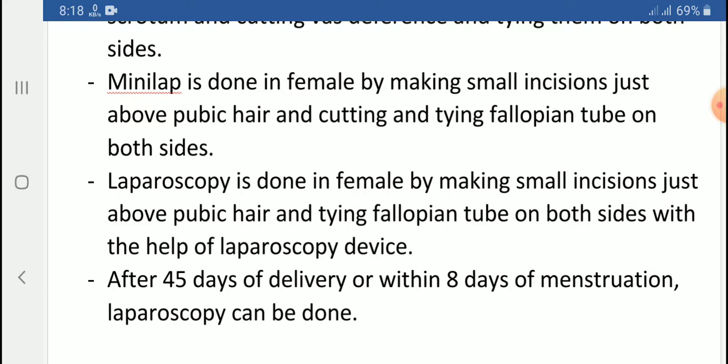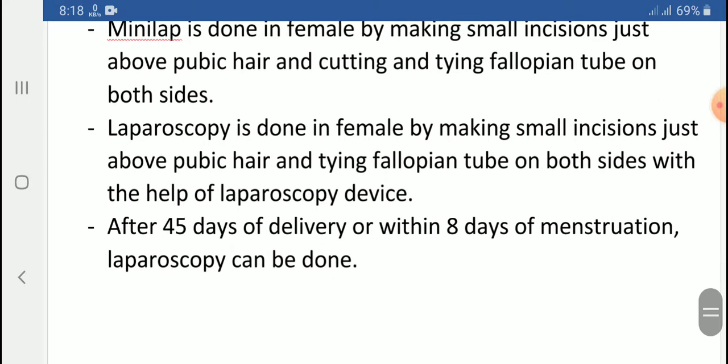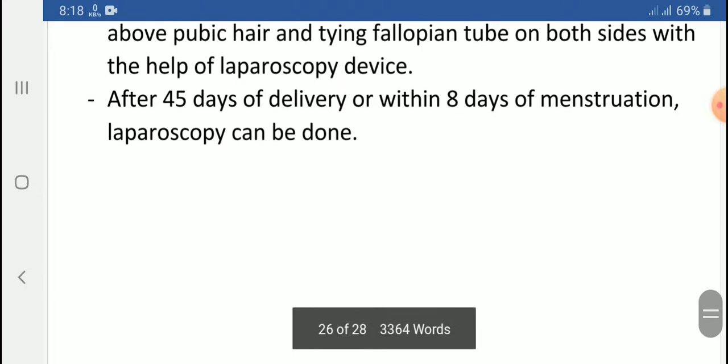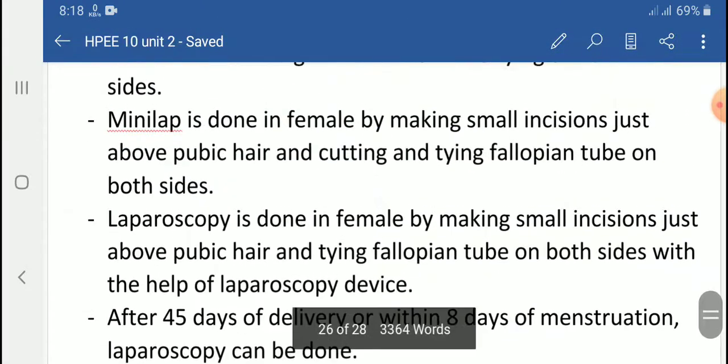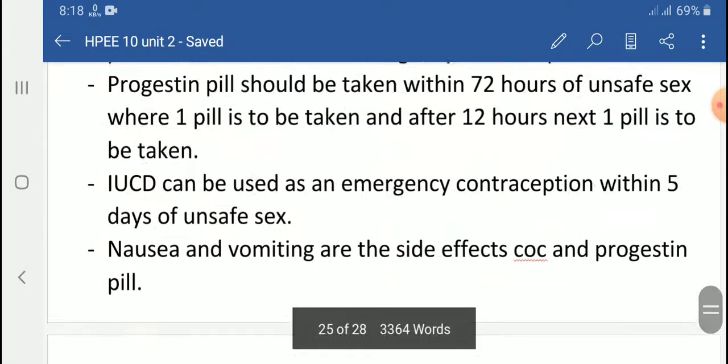According to the medical personnel, Minilap is more in practice than laparoscopy, because highly skilled manpower is needed to use the laparoscopy device. So Minilap is more in use. And after 45 days of delivery or within 8 days of menstruation, laparoscopy must be done. So this is the third part of unit 2.